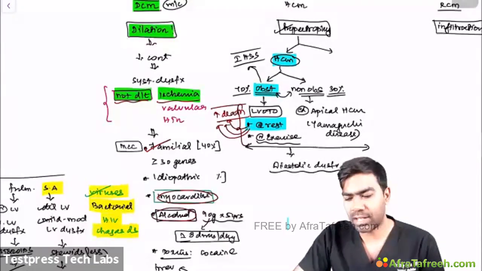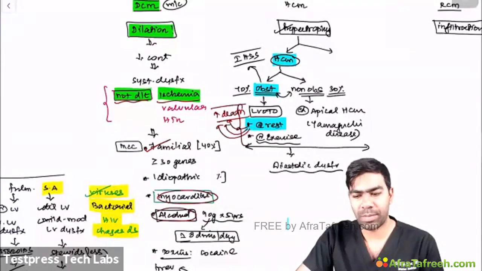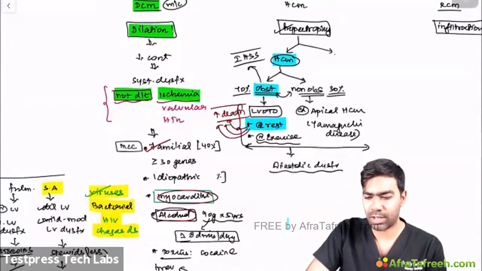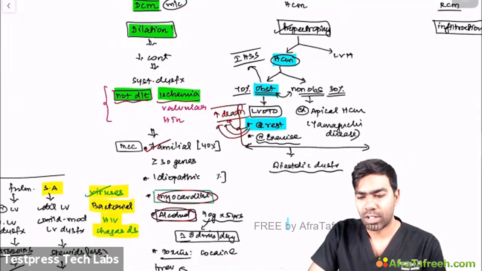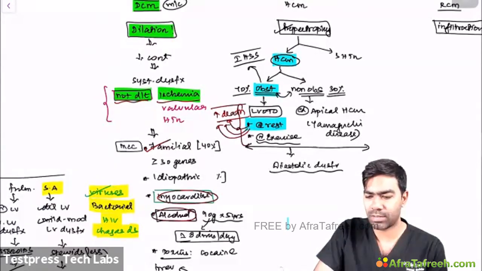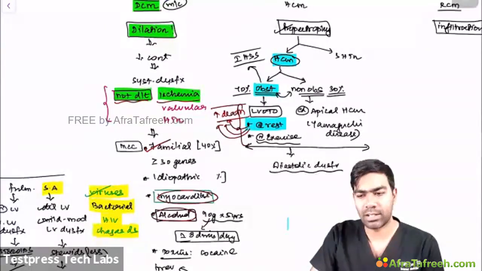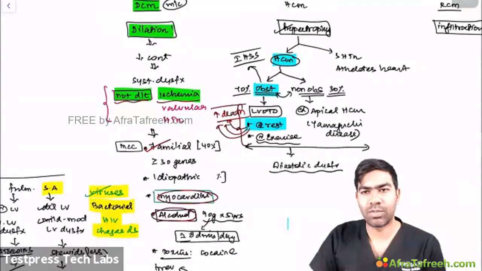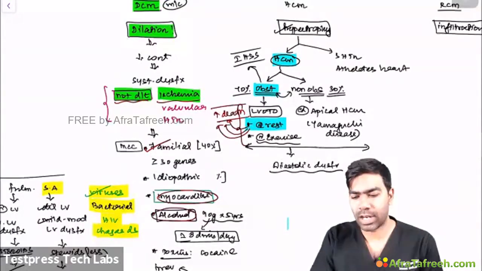And there are many other causes of hypertrophy apart from hypertrophic cardiomyopathy. For example, you have LVH due to systemic hypertension. That will not come under hypertrophic cardiomyopathy. Very important to understand. And there is hypertrophy of the heart in elite athletes, called an athlete's heart. That also will not come under hypertrophic cardiomyopathy.